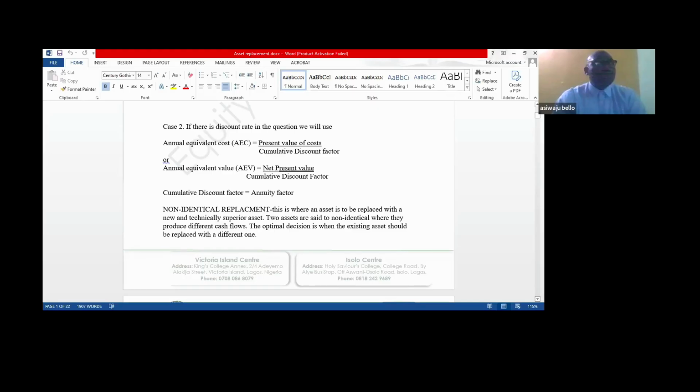We equally explained non-identical asset replacement. Non-identical asset replacement is a situation where an existing asset is replaced by a new and technically superior asset.